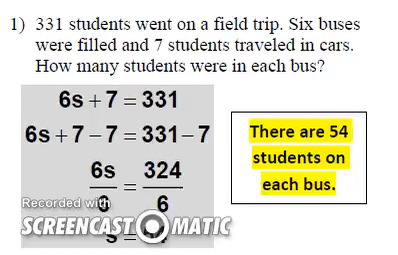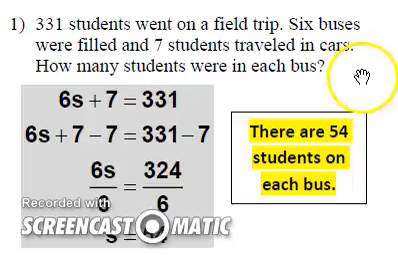Okay, so we're going to review the homework that you had the other day, the two-step equation word problems part 1. I know there were some questions on that, so I wanted to go over this with you. So, number 1, 331 students went on a field trip. 6 buses were filled and 7 students traveled in cars. How many students were in each bus?